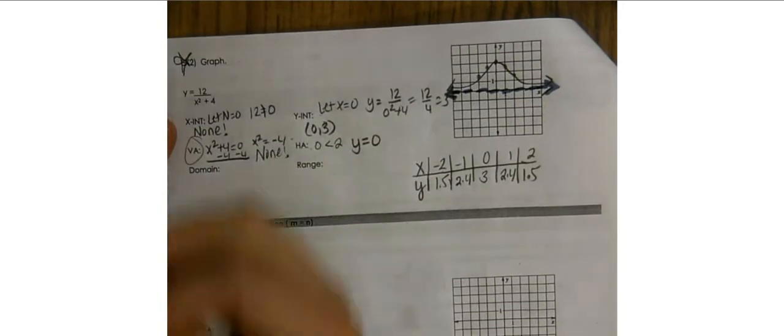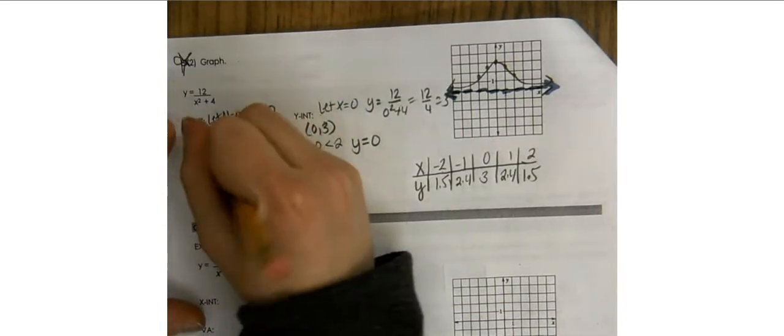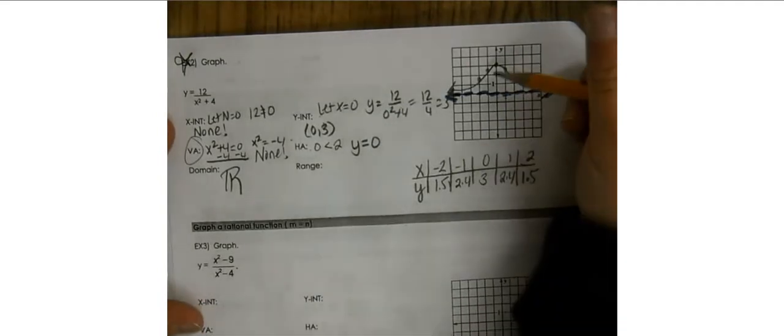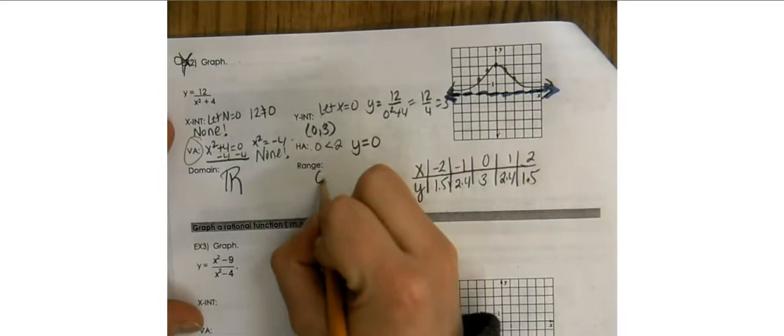And now we're ready to identify our domain and range. For our domain, there is no restriction, there are no random lines, no holes in it, so our domain is going to be all real numbers. And our range, well, since we don't have anything going below our asymptote, that means that our range will start at 0.